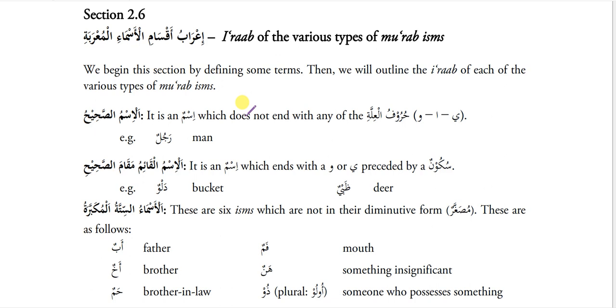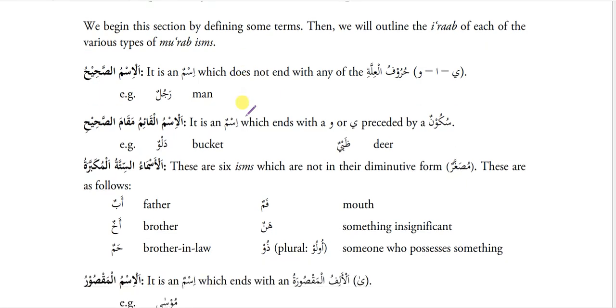Section 2.6: I'rab ul-Aqsam al-Asma' al-Mu'rabat, the I'rab of the various types of Mu'rab ism. We begin this section by defining some terms. Then we will outline the I'rab of each of the various types of Mu'rab ism. So first I'm going to read from the book, and then I will try to explain if something comes up.